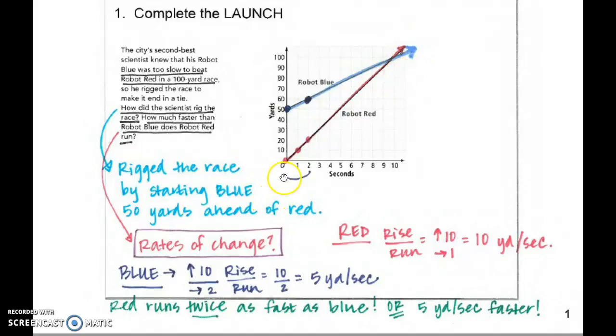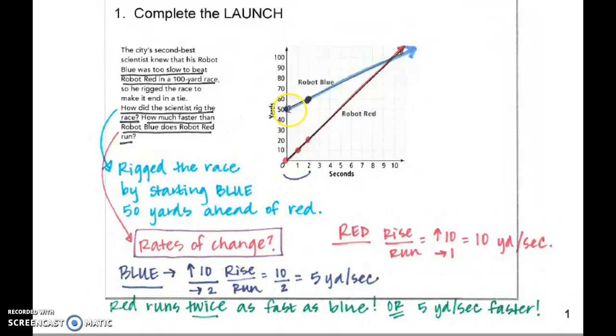How was the race rigged? Well, obviously Blue got a head start. It got to start 50 yards ahead of Red, where robot Red started back here at 0, 0, the starting point. Now, how could we compare these, or how much faster than robot Blue does robot Red run? You're looking at the rate of change. You're looking for how many yards per second each robot goes.